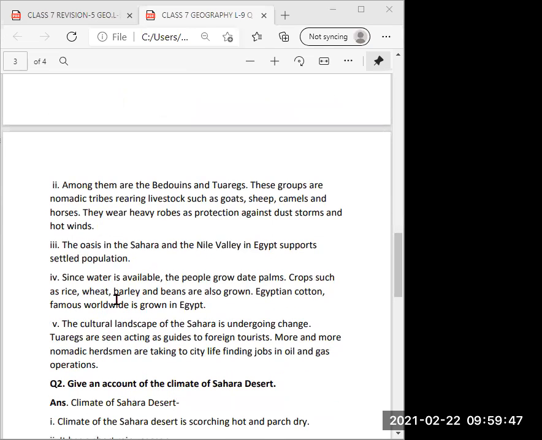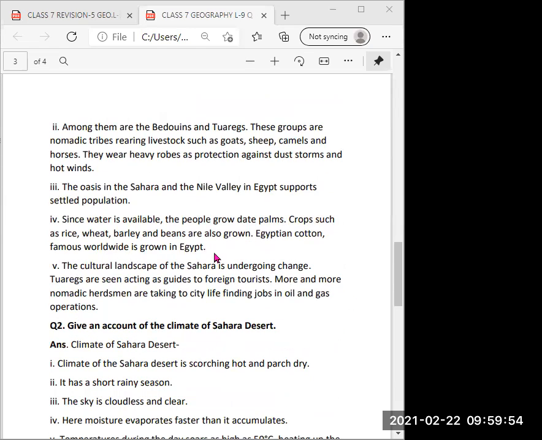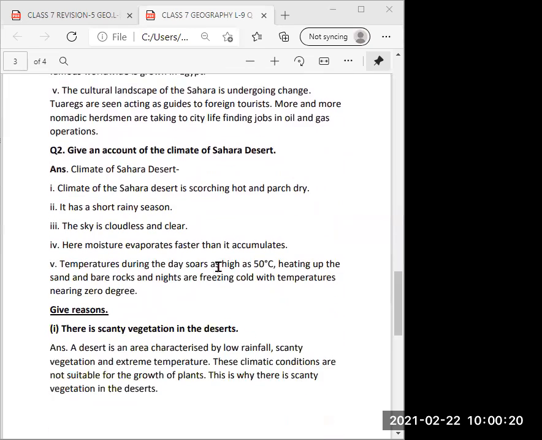Next, since water is available, the people grow date palms. Crops such as rice, wheat, barley, beans are also grown. Egyptian cotton, famous worldwide, is grown in Egypt. Clear? Where in the Sahara Desert is cultivation possible and settlement possible? Near the oasis. Clear?